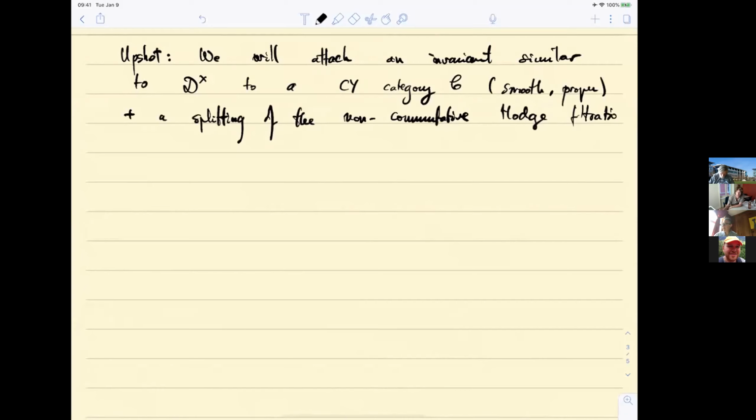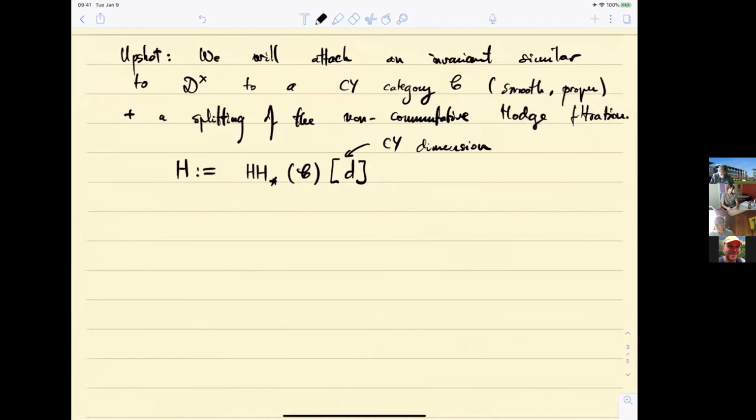So I need to now make sense of all of these things. And the answer is the following. The role of the vector space H, which was before the singular cohomology of the symplectic manifold X, this now becomes the Hochschild homology of the category with some shift D. Here, this D is the Calabi-Yau dimension. What that means is that if I had a Calabi-Yau threefold, this D would be 3.